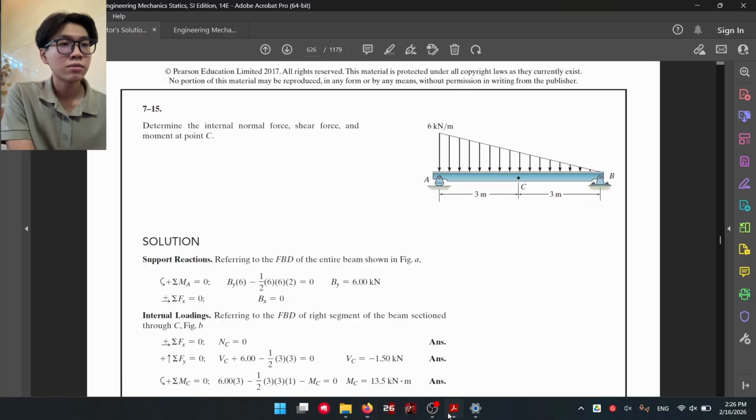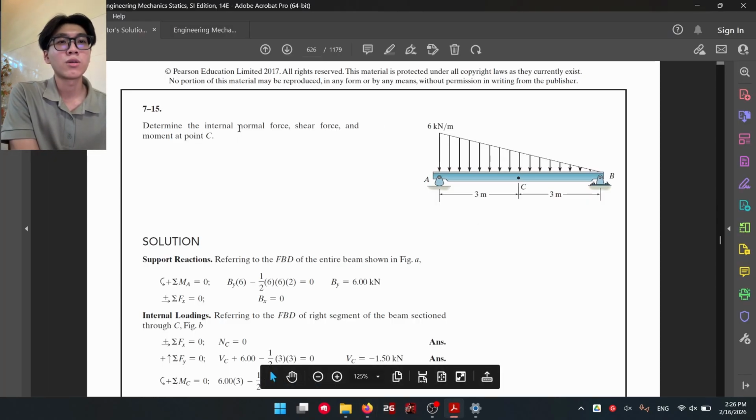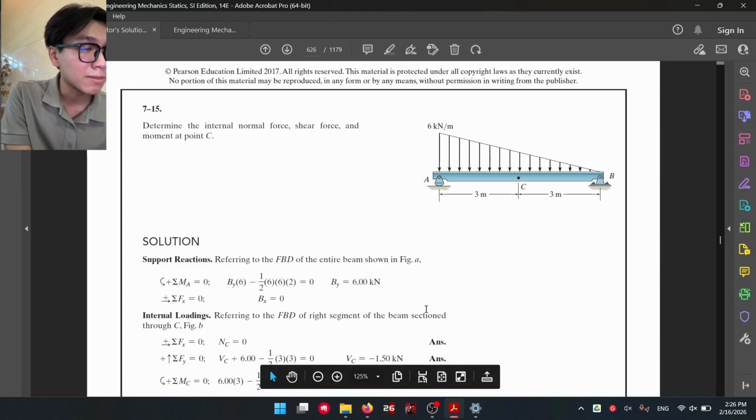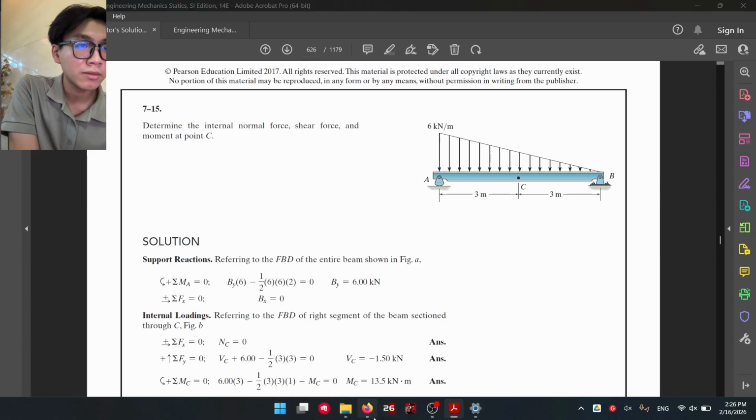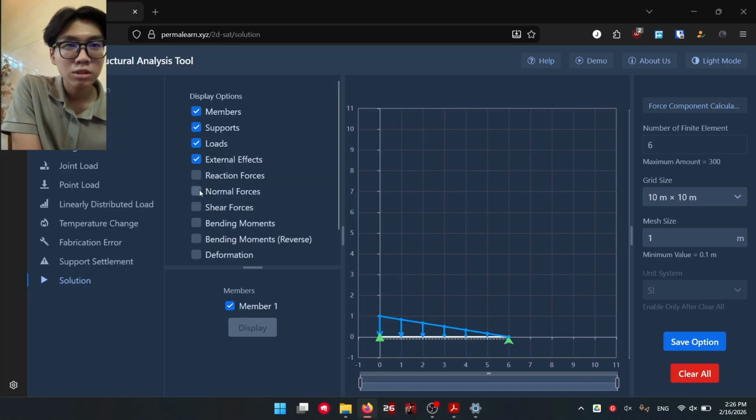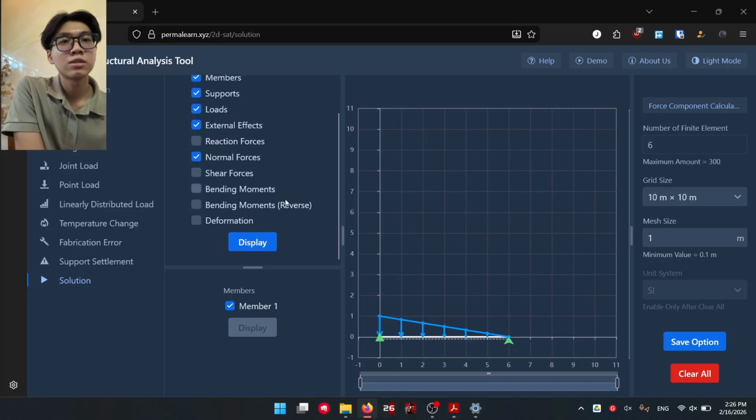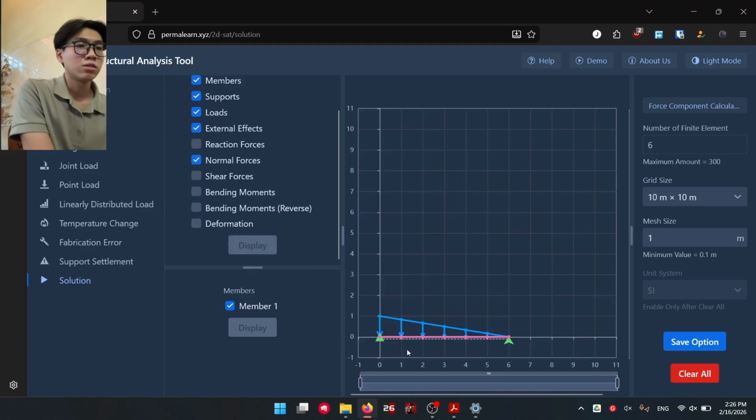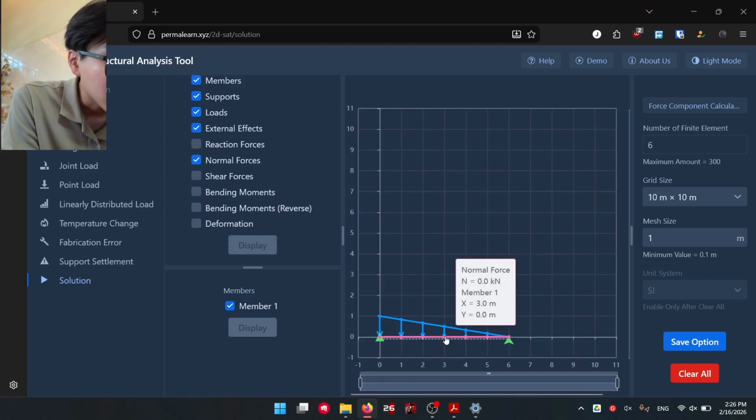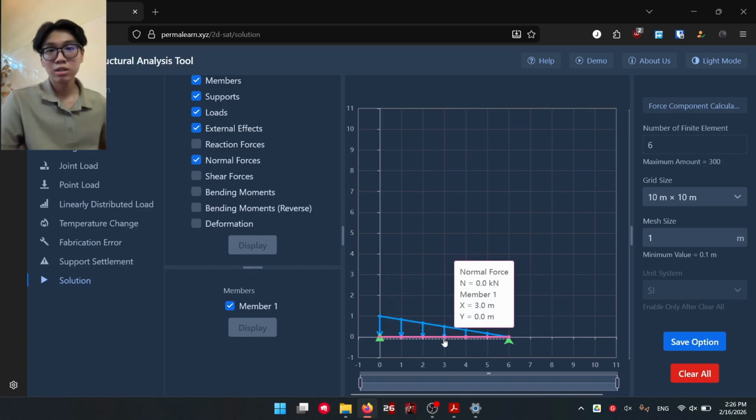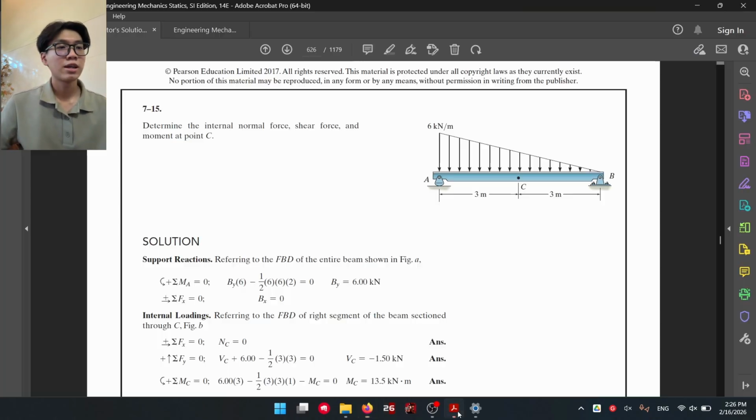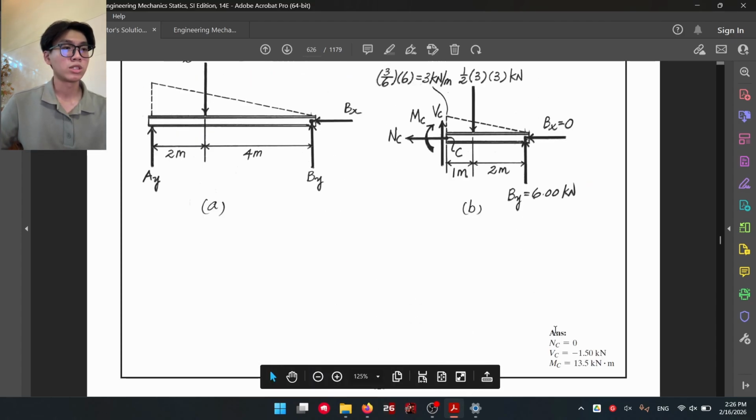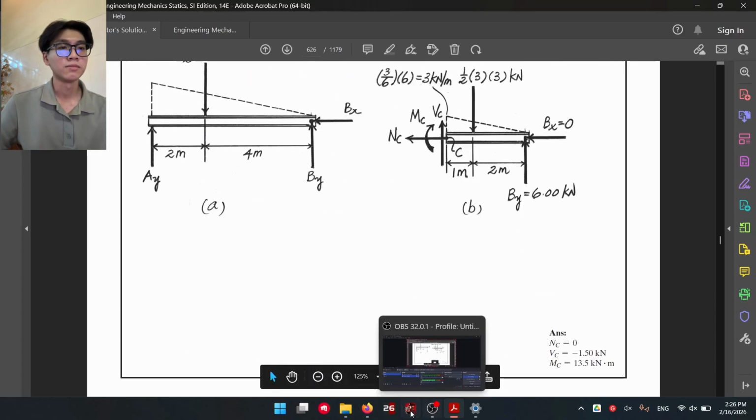First of all, we're gonna look for the internal normal force in this member at point C, which is 3 meters from point A and 3 meters from point B. So I'm gonna put normal force and make it display. Point C should be here, which is 3 meters from points A and B. As you can see here, the normal force is 0 kilonewton, which matches the solutions.